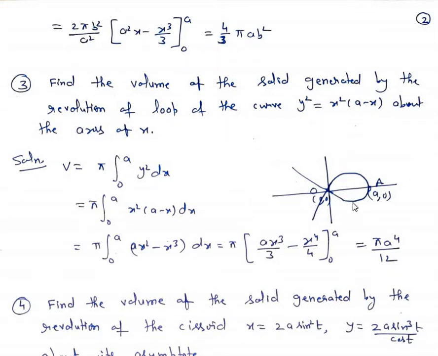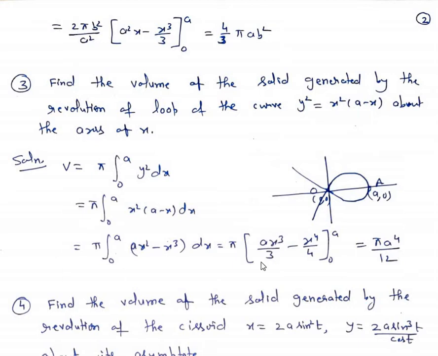So the limits for the loop are x = 0 to x = a. Therefore the volume is given by π ∫ from 0 to a of y² dx. Substitute y² = x²(a - x). So this is π ∫ from 0 to a of (a x² - x³) dx.